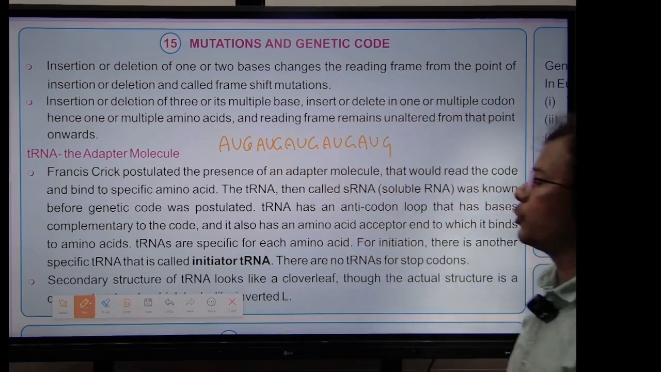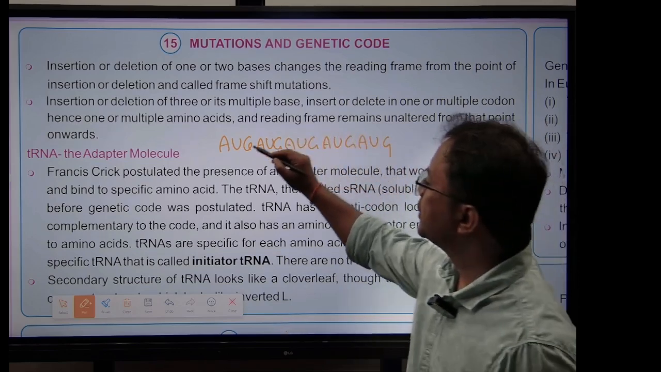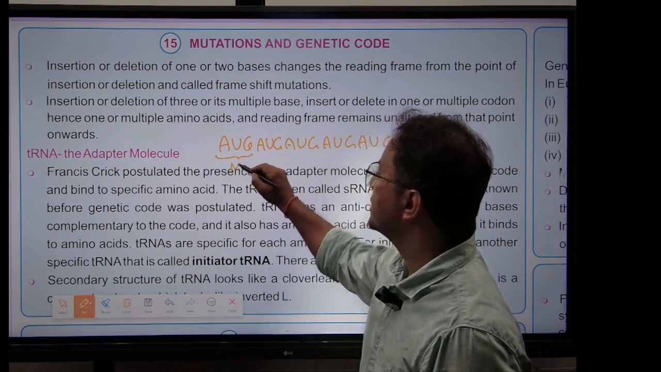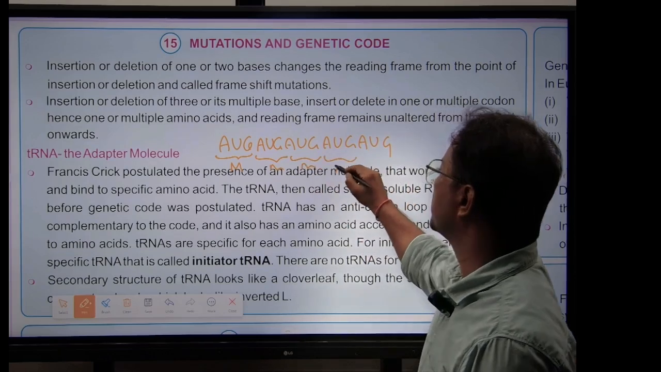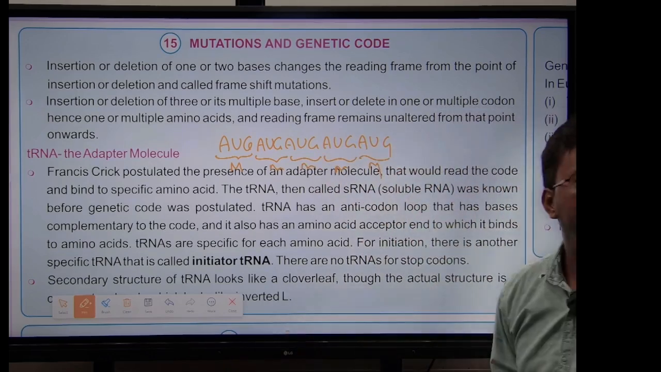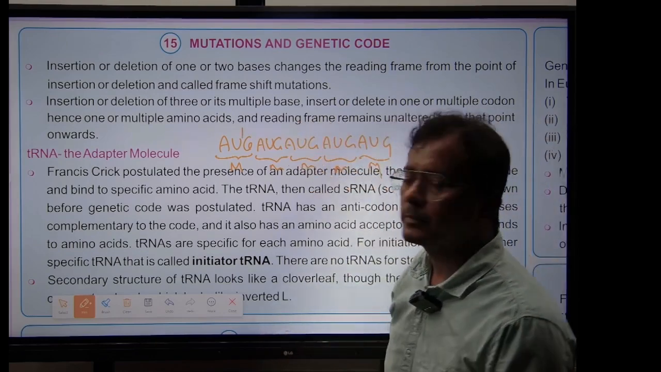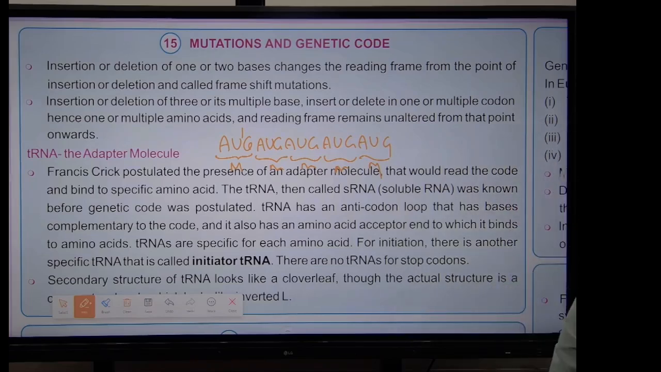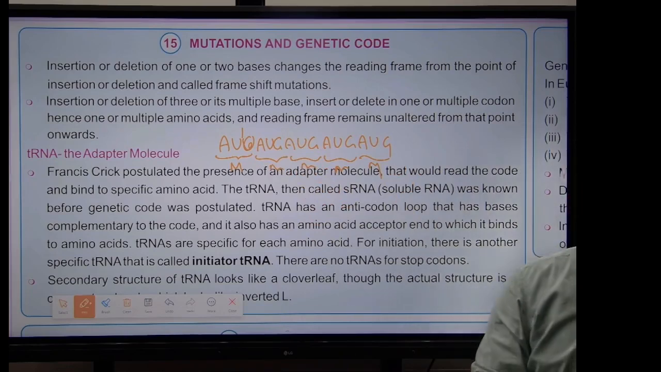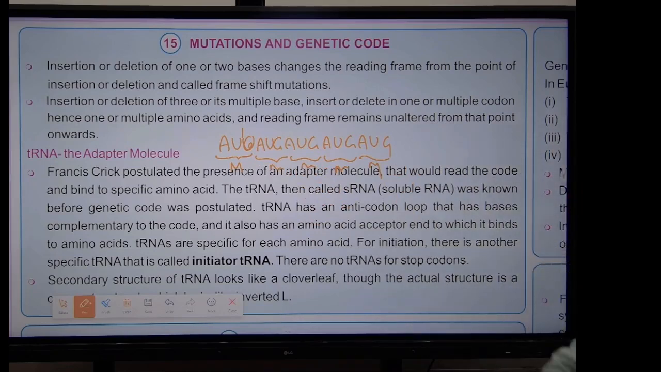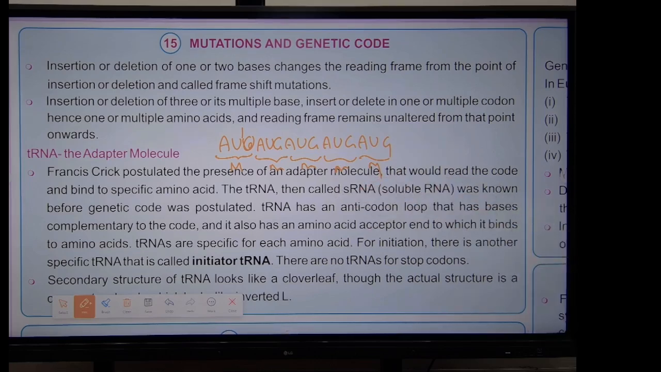Okay, so these are the 5 codons here. How many codons? 5 codons. So this is the first codon, which codes for the amino acid methionine. Second codon, methionine. Third codon, methionine. Fourth one also methionine. Fifth one also methionine. Now you insert something here. Let's say instead of G, you have added U. What happens there, guys? It doesn't code for methionine, right?